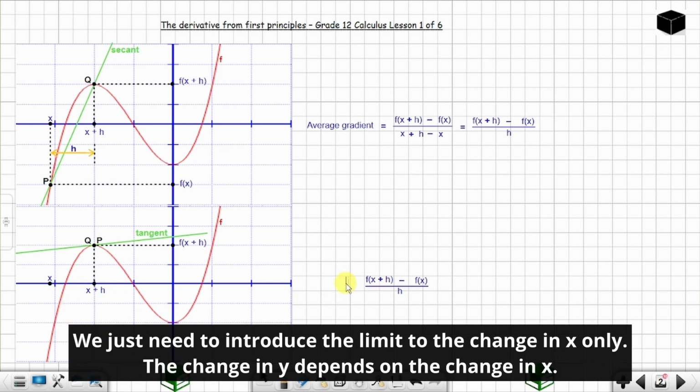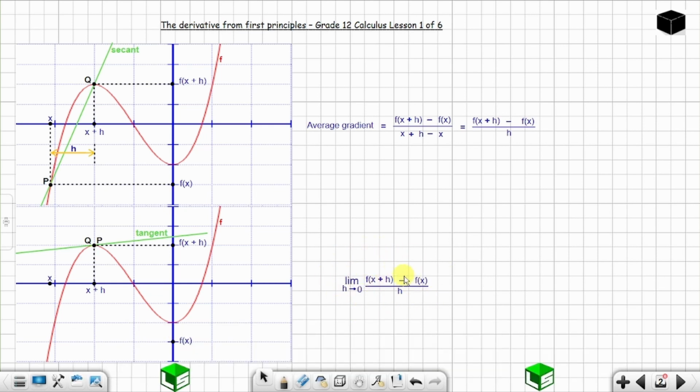We are going to say the limit as h goes to 0. This is why we have to introduce the limit as h goes to 0, so that we can get the gradient of this tangent line which is touching the graph of f at one point. Okay, so this is equal to the gradient of a tangent line at any point on the graph of f, and so this is equal to f prime of x.